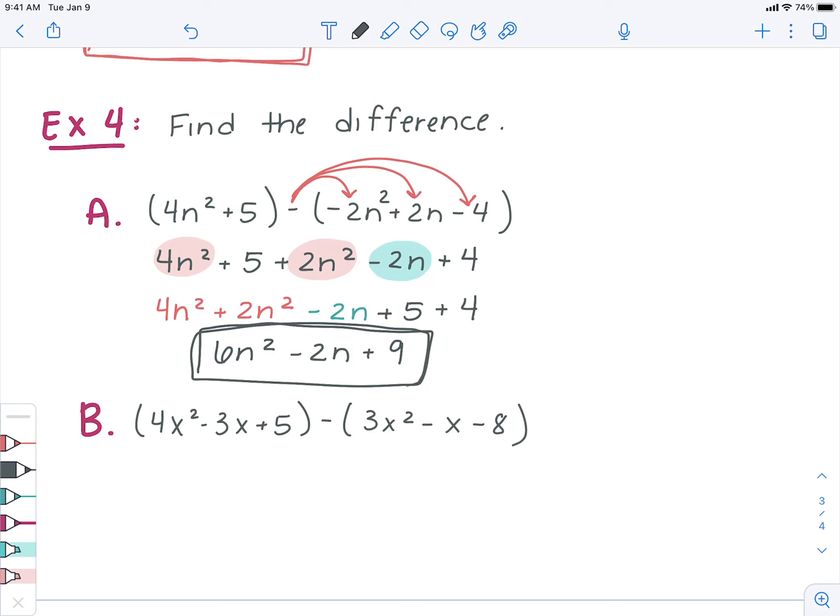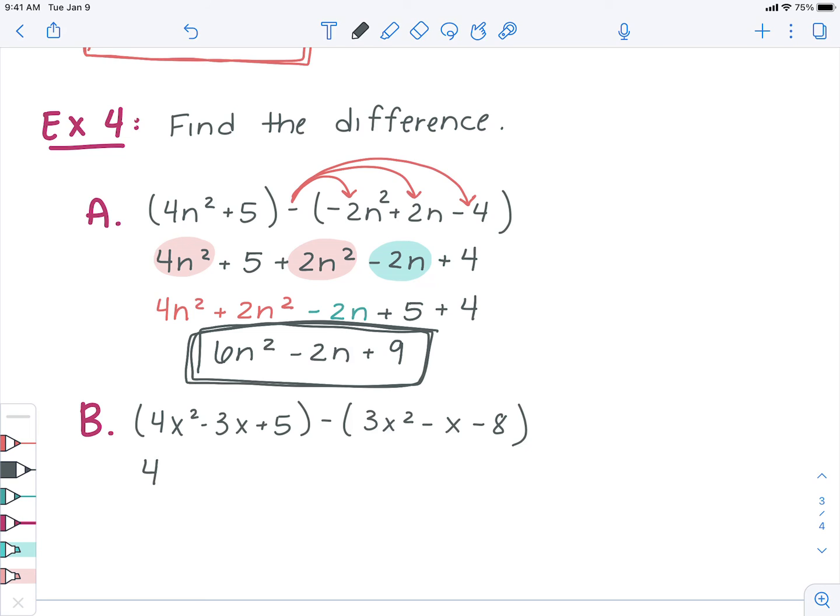So even though they were asking me to find the difference, or to subtract them, once I distribute that negative sign, I'm doing exactly the same thing I was doing before. I'm still just combining my like terms. So again, I'm going to do the same thing with the second one. I'm just going to stack them on top of each other.